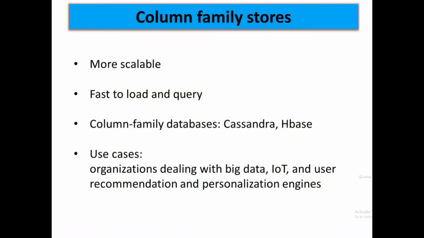Column databases are more scalable as compared to the other databases. They can be loaded fast. A table containing millions of rows can be loaded within a few seconds. We can start querying and analyzing immediately on this loaded data. It means it supports fast load and query. Examples of column databases are Cassandra and HBase. Column store databases are popular among companies and organizations dealing with big data, IoT, user recommendations and personalization engines, for example Spotify, Facebook.